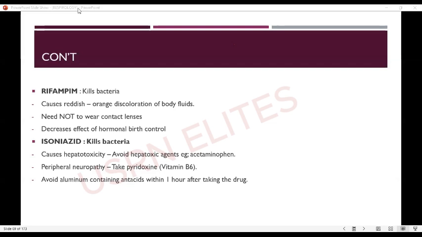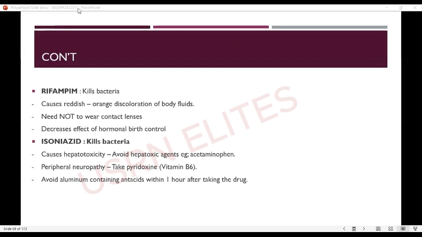Once the patient runs into peripheral neuropathy, you should start doing these things to prevent foot ulcers and the rest. Then lastly, avoid aluminum-containing antacids within 1 hour after taking the drug. When you take isoniazid, don't take antacid within 1 hour. It should be after 1 hour, because it will cause drug-to-drug interactions.